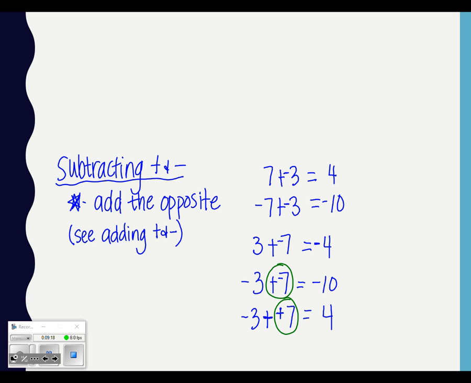And then for Friday, I'm going to give you an addition worksheet and a subtraction worksheet. And I don't want you to use a calculator tomorrow.